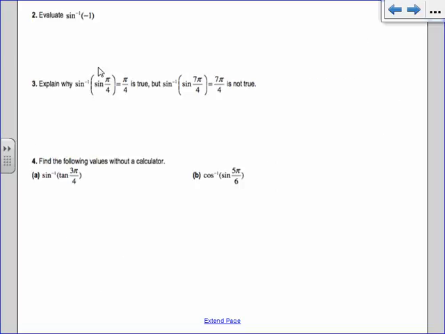So if I have inverse sine of -1, I want you to think only on that interval, -π/2 to π/2. So where is sine equal to -1? It's right down here. So be careful, don't call it 3π/2, we call it -π/2. For that same reason, we have explained why inverse sine of sine of π/4 is π/4, but inverse sine of sine of 7π/4 is not equal to 7π/4.